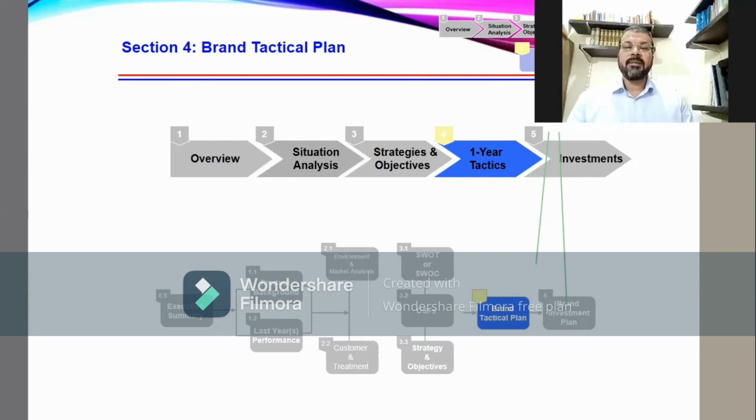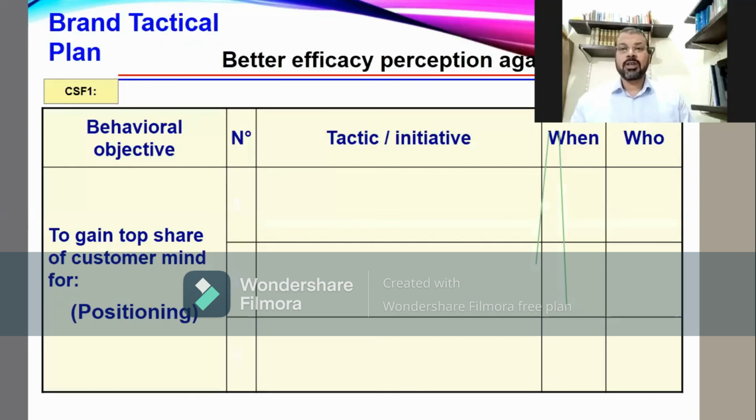Okay, then tactical plan. So the strategy is usually for 3 to 5 years, and tactical plan is only for this year. What steps you will take this year to have share of mind, to establish your positioning in the mind of the customer, and convert the doctor to your new position, your new strategy. So there, for example, better efficacy perception against competition.